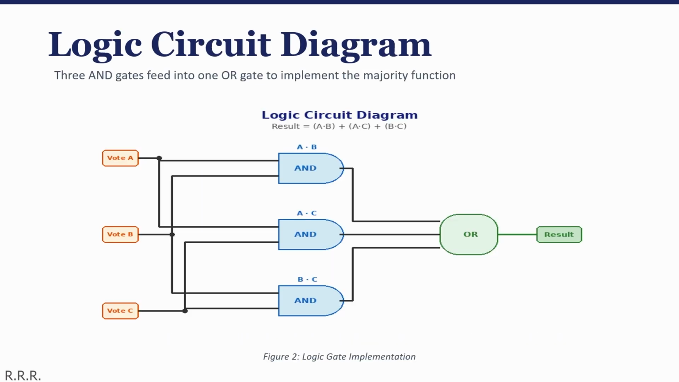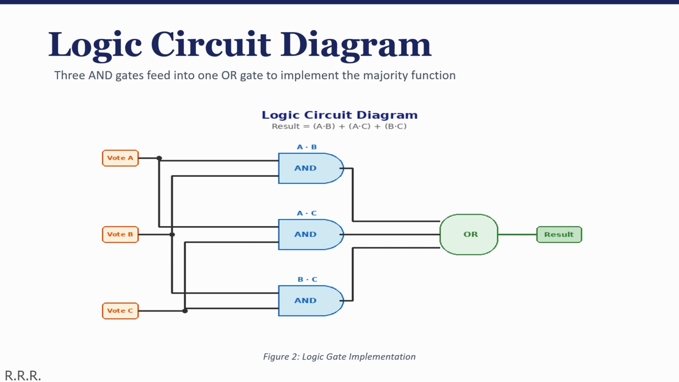Here is the logic circuit diagram that implements our Boolean expression. On the left side, you can see the 3 inputs, vote A, vote B, and vote C. Notice that each input branches out to connect to 2 different AND gates because each input participates in 2 of the 3 AND operations. In the center, we have 3 AND gates. The first AND gate receives vote A and vote B, and it computes A and B.